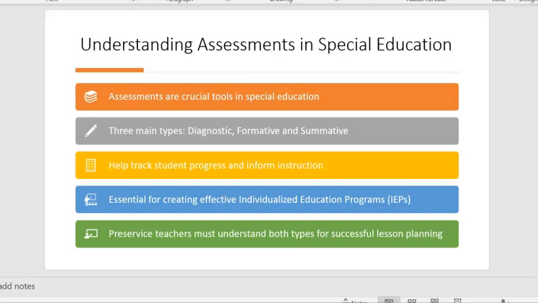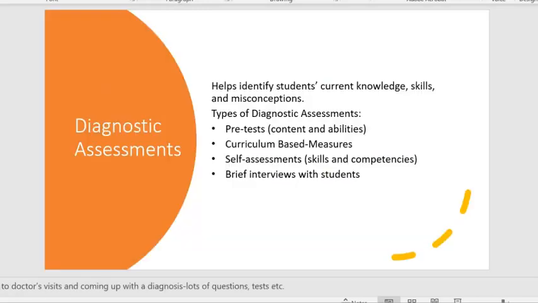Assessments are crucial tools in special education. As stated previously, there are three main types: diagnostic, formative, and summative. Assessments help to track student progress and inform our instruction, and they're essential for creating effective individualized education programs, otherwise known as IEPs. Pre-service teachers must understand both types for successful lesson planning.